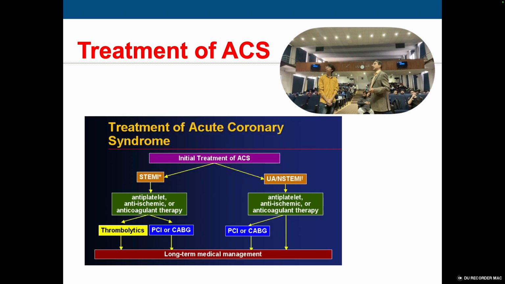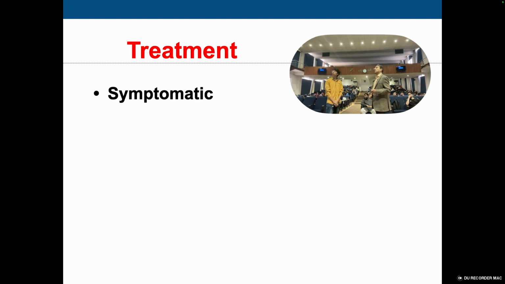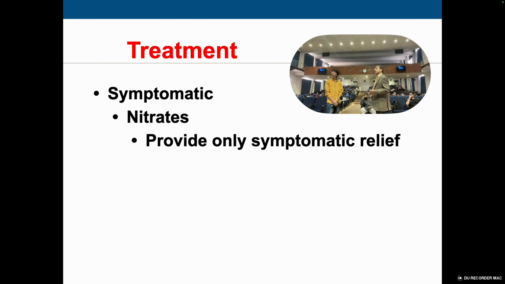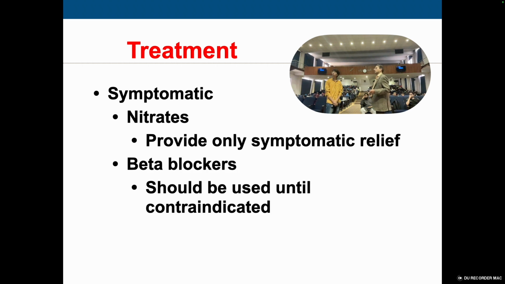So this is the treatment algorithm. We'll see the details. You go for symptomatic treatment, nitrates, which provide only symptomatic relief. Beta blockers should be used unless contraindicated, but they are not given on immediate presentation. You make an assessment, look at the blood pressure. If there is heart failure, you don't want the beta blockers to be given immediately. They are given in the later part of the treatment. Again, they provide symptomatic relief.